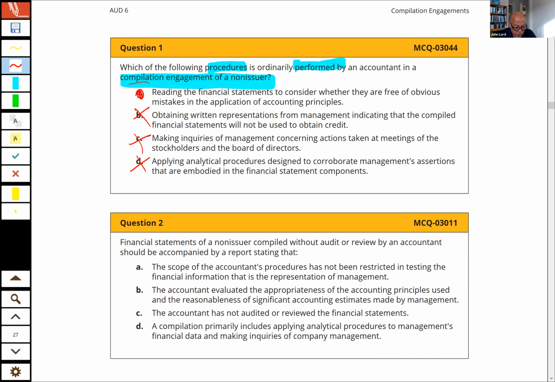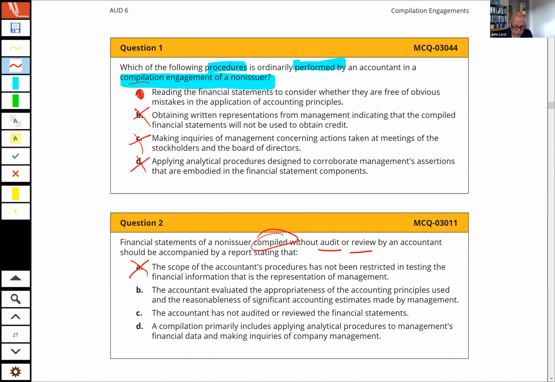Financial statements of a non-issuer compiled without audit or review. Okay, now we haven't audited, we haven't reviewed them, but we have what? We have compiled, and what should be in the report? Okay. A, the scope of the accountant's procedures has not been restricted in testing the financial statements. We didn't test anything. We're not providing any assurance. We're not doing any testing. All we do is read the financial statements for obvious errors. So no, we're not going to be saying that.